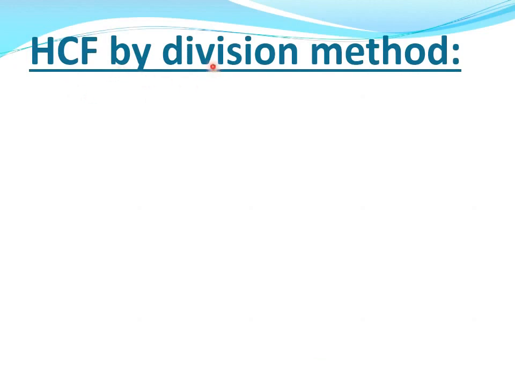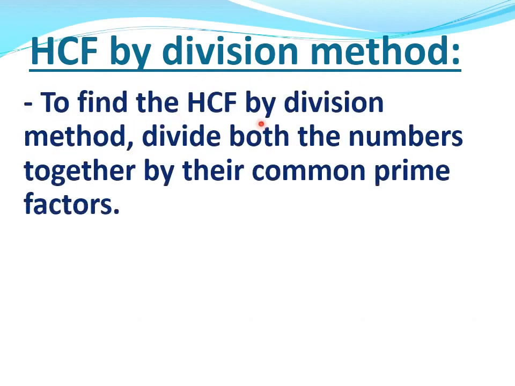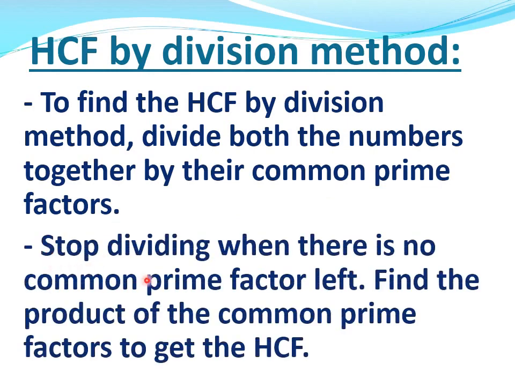Now HCF by division method. Now we have to find HCF by division method. To find the HCF by division method, divide both the numbers together by their common prime factors. Now stop dividing when there is no common prime factor left. Now find the product of the common prime factors to get the HCF. I will explain you by examples.